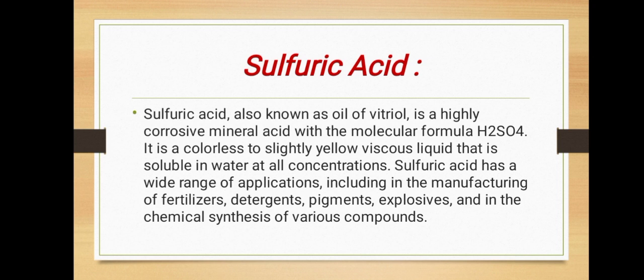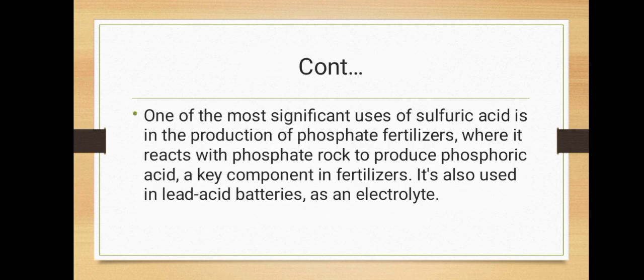It is a colorless to slightly yellow viscous liquid that is soluble in water at all concentrations. Sulfuric acid has many applications, such as in the manufacturing of fertilizers, detergents, pigments, explosives, and in the chemical synthesis of various compounds. One of the most significant uses of sulfuric acid is in the production of phosphate fertilizers, where it reacts with phosphate rock to produce phosphoric acid, which is a key component in fertilizer. It is also used in lead acid batteries as an electrolyte.